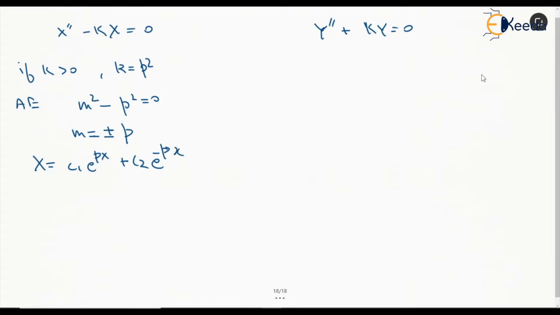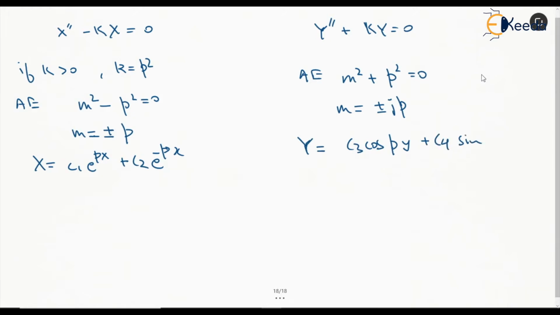Similarly, for k being p square or positive, this auxiliary equation will be m square plus p square equal to 0. So the roots are going to be complex conjugate, plus and minus j times p. So Y will be cos and sine function, so c3 cos py plus c4 sin py.